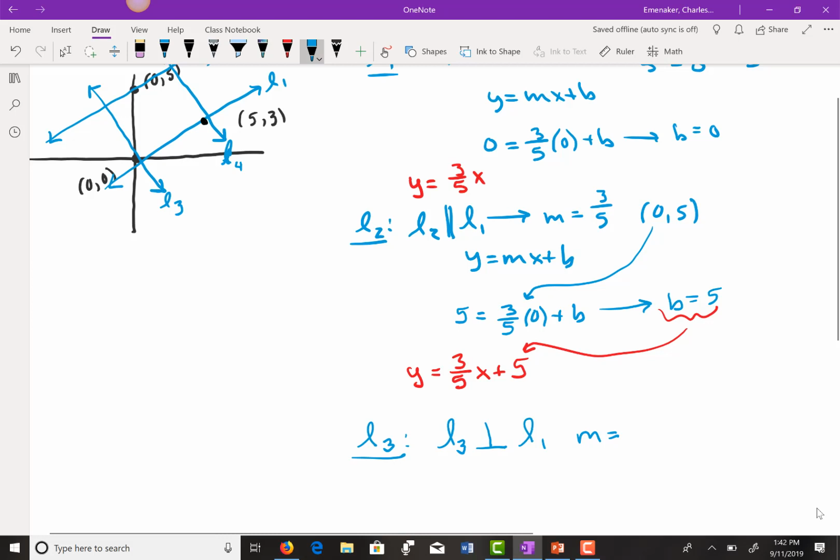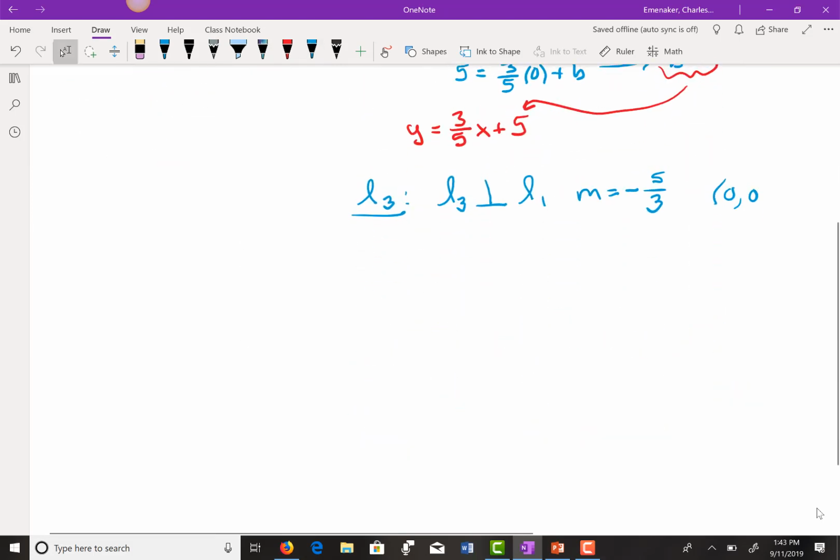You flip it and take the negative. So if the other slope had a value of 3/5, this is going to be negative, and then you do the reciprocal, 5/3. On line 3, do we know what one of the points is? 0, 0, isn't it? Well, that's enough information to go ahead and cook this up.